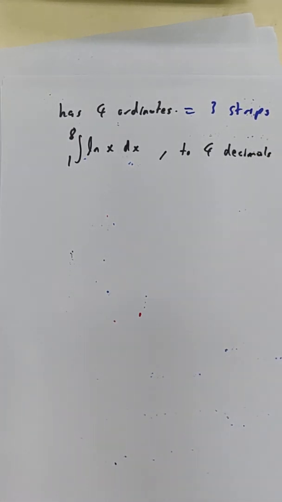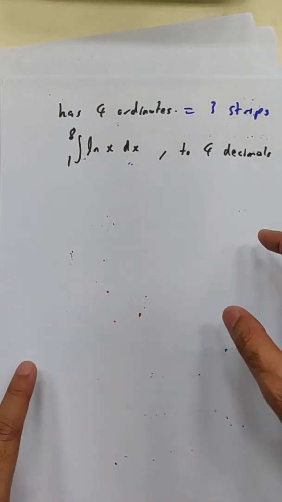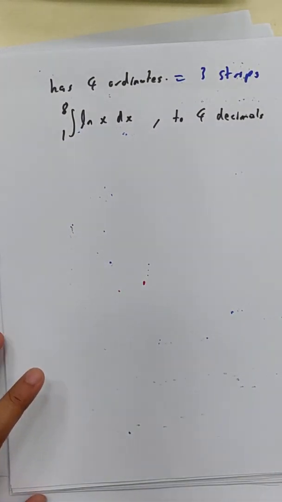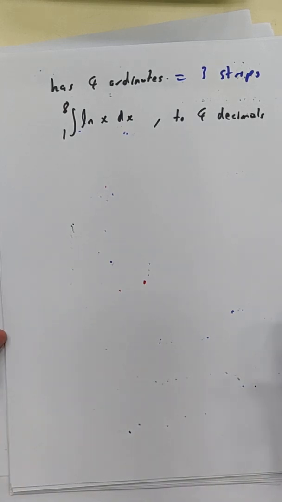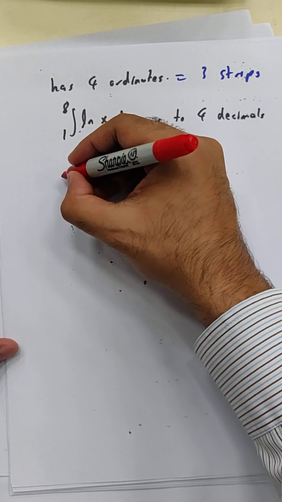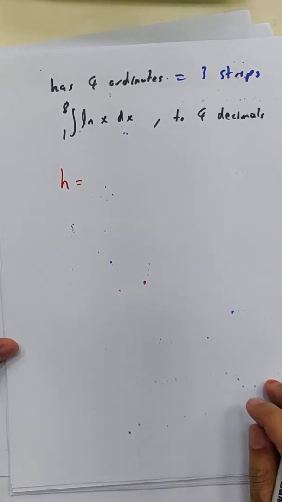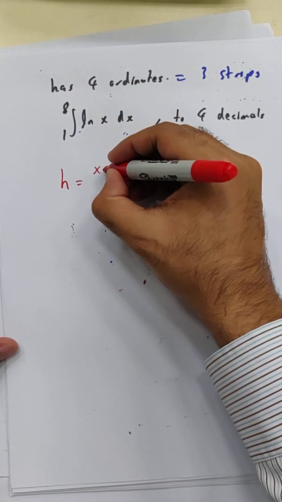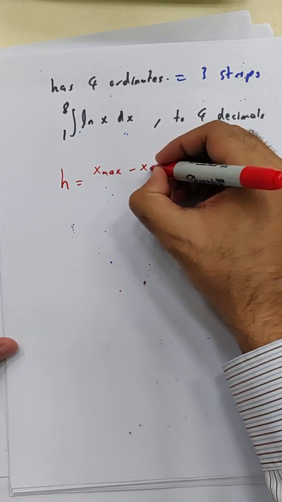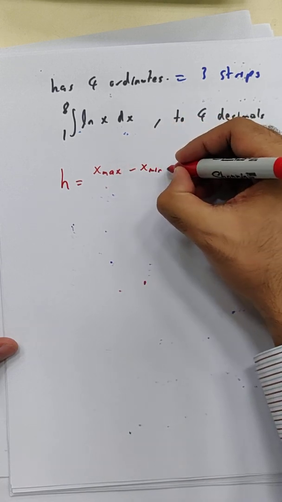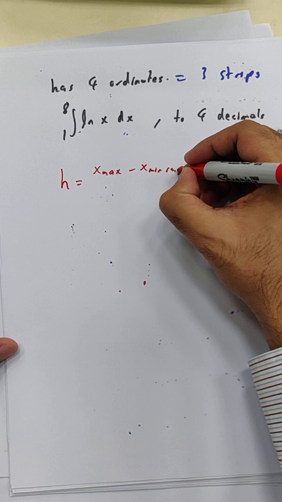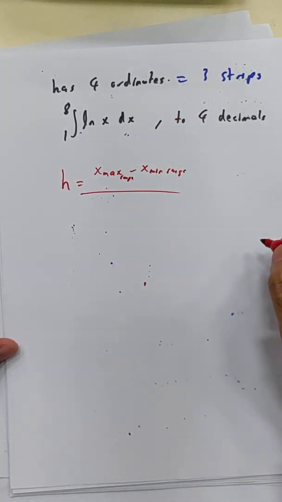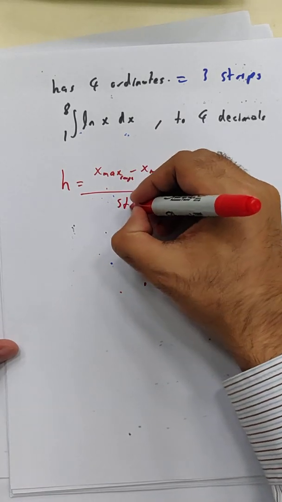Do you want me to do it with you, or do you want to try by yourself? Let me try with you one more time, okay? Right, so let's begin with the formula. Firstly, h equals what? x max minus x min, the range, you can call it that way, over strips.